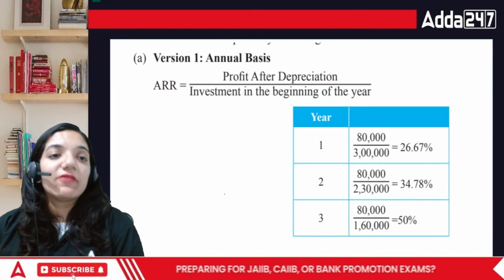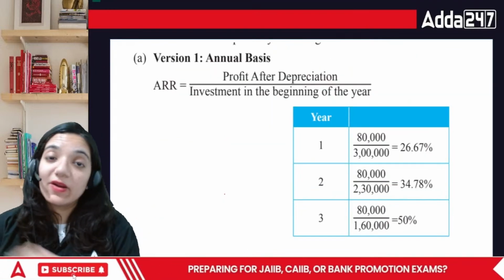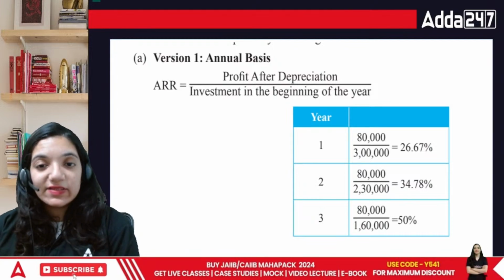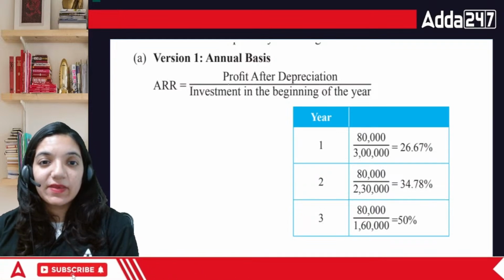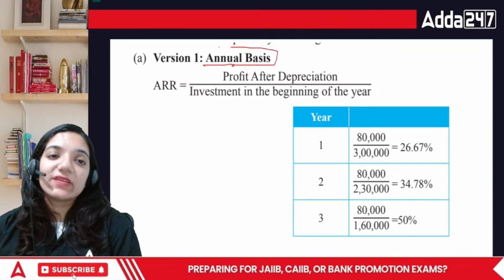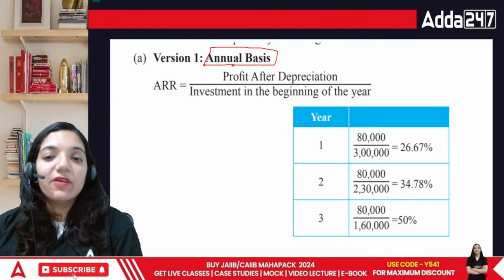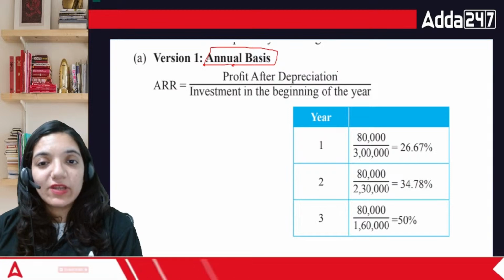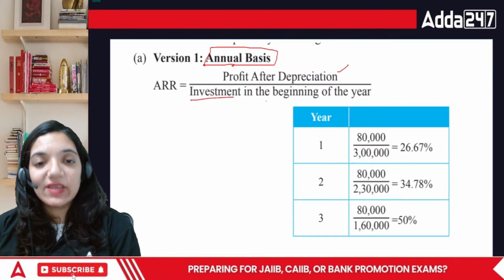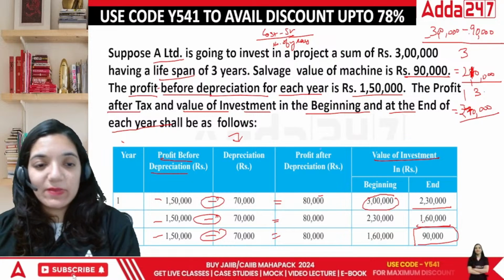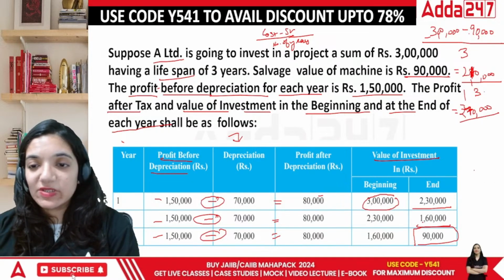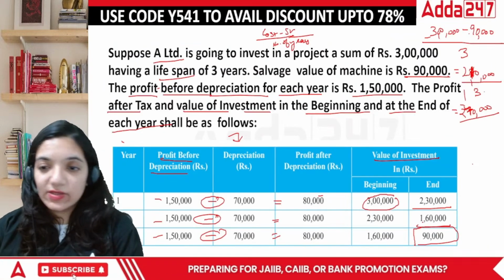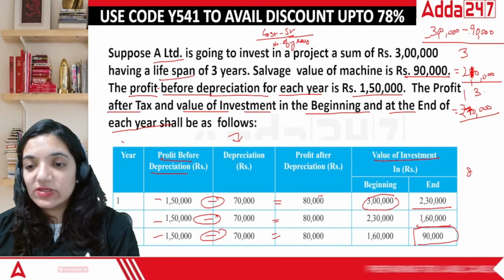Now there are different versions of calculating it. One part was your profit divided by your initial investment. In this case, we do it slightly differently. This is annual basis. What do you mean by annual basis, everyone? We're just making it every single year, it's going to be different. That is profit after depreciation divided by investment in the beginning of the year. That means you pick up your profit after depreciation. That means what you're going to pick up? 80,000. This is your 80,000.